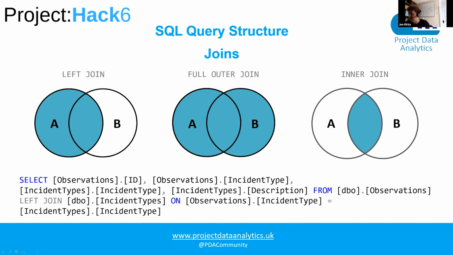The way you build that up is, as before, you say select, and you choose the columns that you want. When you're dealing with more than one table, you have to put ahead of the column name what table it's coming from. So this is coming from observations ID, observations incident type. And this example is pulling data from incident types as well, so you can put the incident type data in too. So you do from observations, that's table A, then you left join table B, and then you tell it how you're linking these two tables together.